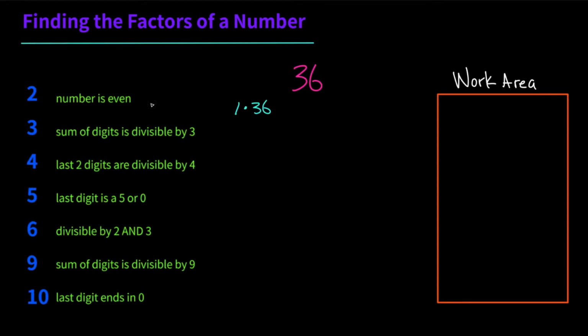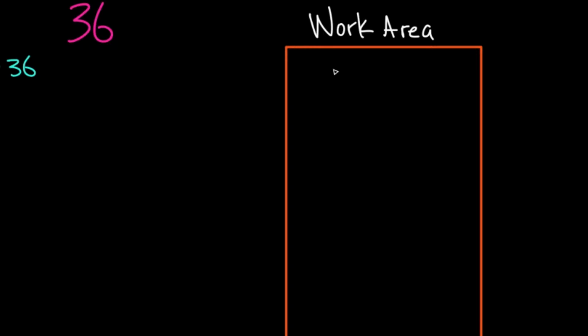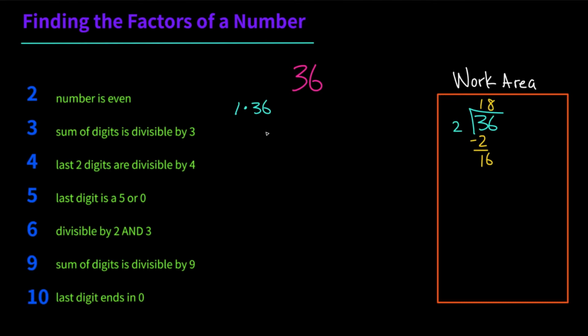Now let's check for 2. We want to see if this number is divisible by 2. This number is an even number. That means 36 is divisible by 2. And we're going to find out what that number is. 36 divided by 2. 2 goes into 3 one time. 2 goes into 16 8 times. That makes 2 and 18 another pair.